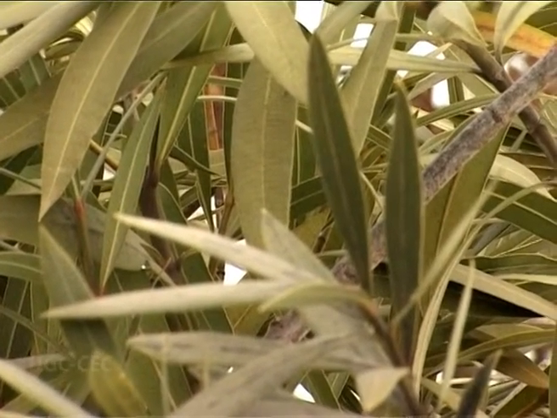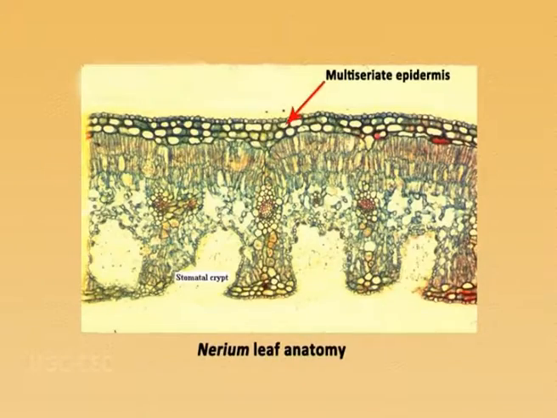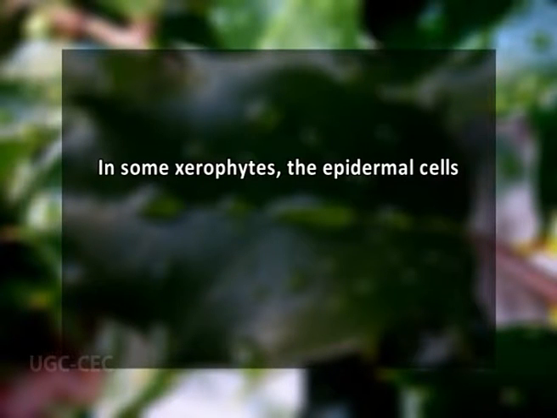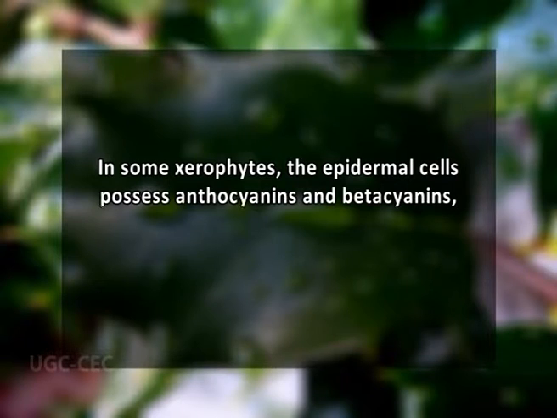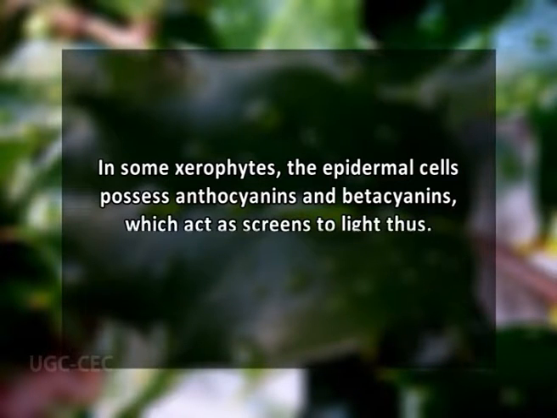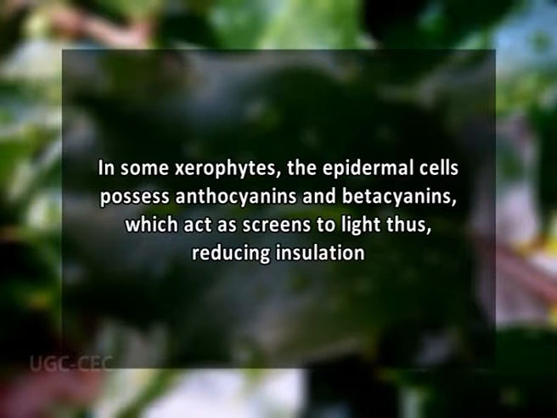In many xerophytes such as Nerium, the leaf epidermis is multiseriate, consisting of colorless, compact isodiametric cells. In some xerophytes, the epidermal cells are colored owing to the presence of anthocyanins and betacyanins in them, which act as screens to light and thus reduce insolation. In Nerium, the leaf also has a multilayered chlorenchymatous hypodermis.